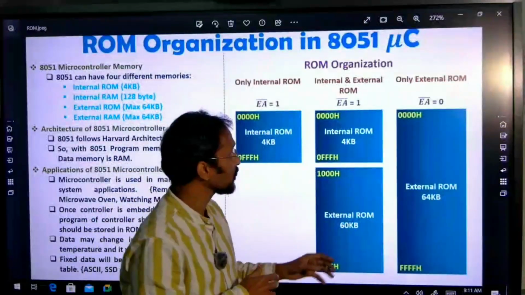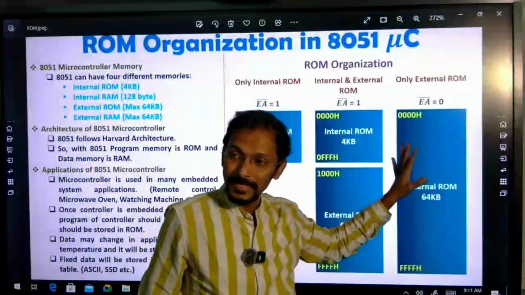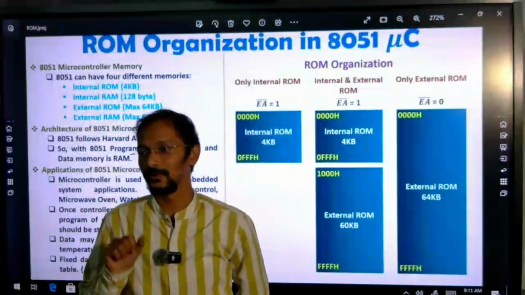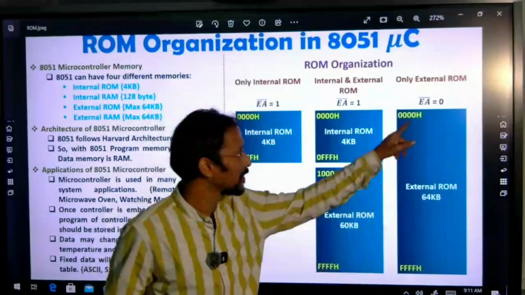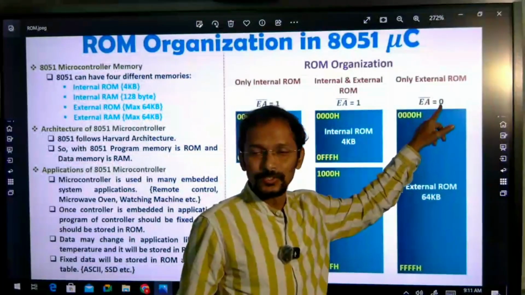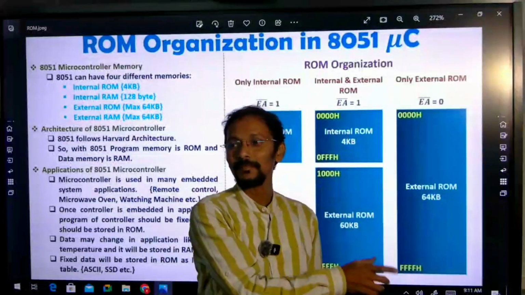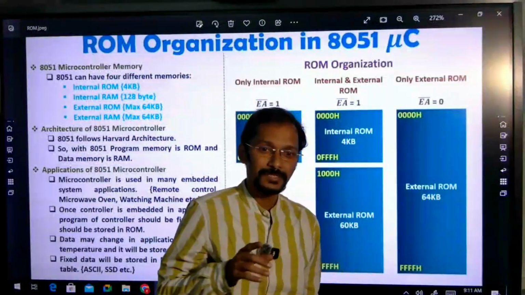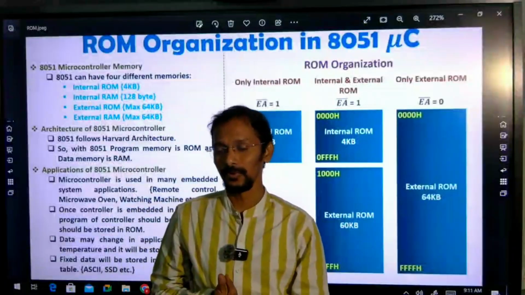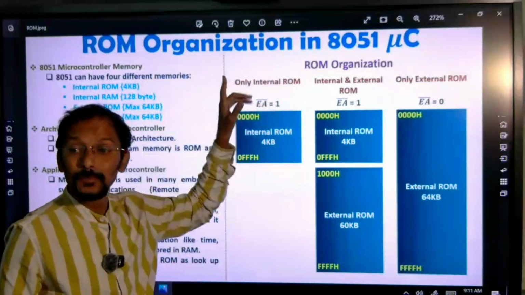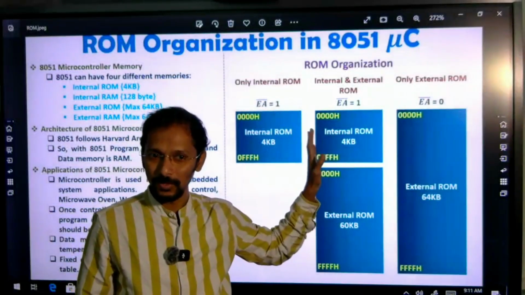So for that purpose, when we access the external ROM, at that time EA bar should be connected to the ground. The EA bar pin, the external access pin, should be connected to the ground. At that time we are considering external program memory, which is used to store and load the programs and codes. So this is the memory organization of the program memory, ROM.